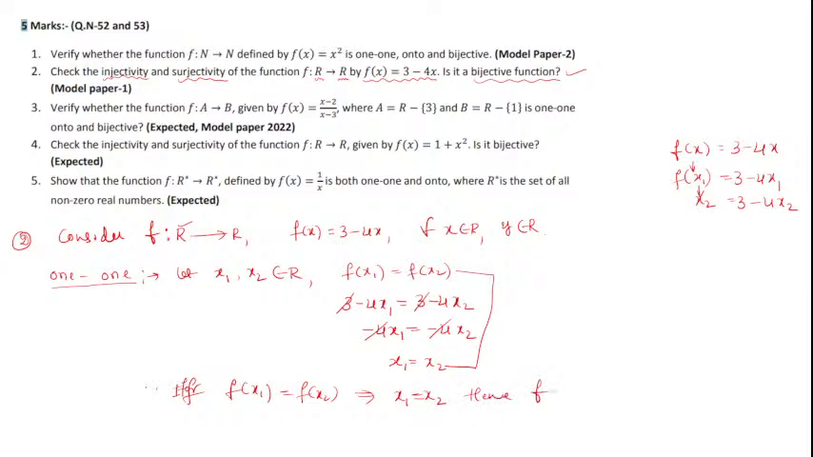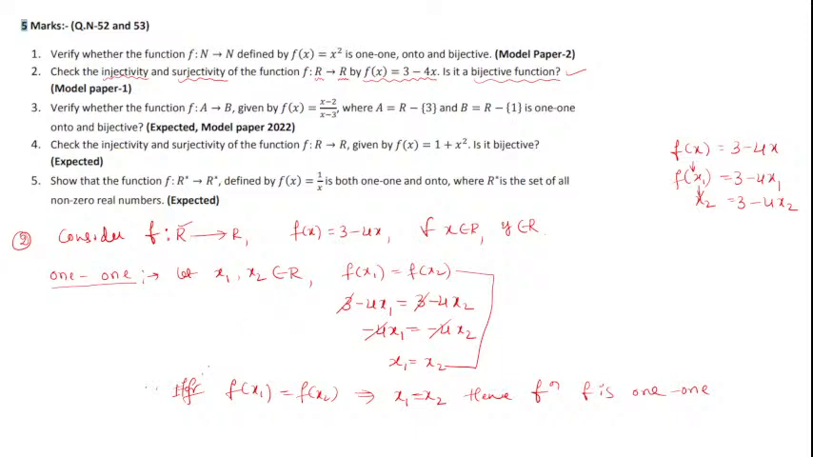Hence my function f is 1 1 here. My function f is 1 1. So this you need to write in your exam. Very easiest method to check whether it is 1 1 or onto. So now we know the function is 1 1.